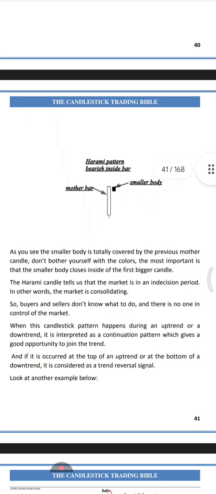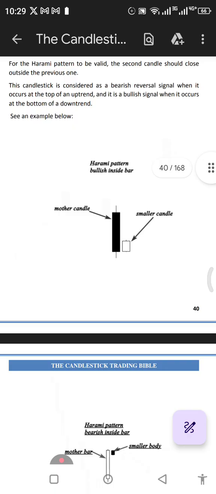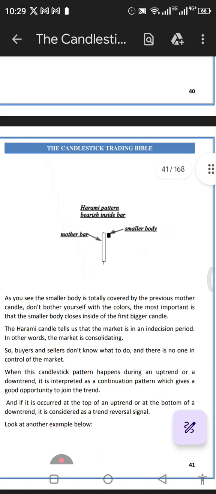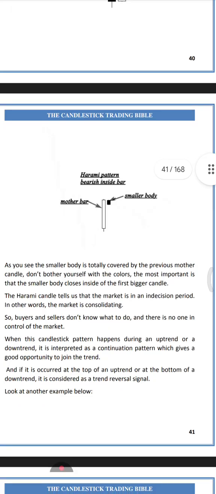So that's it. If you look at it, this is for the bullish harami, and this is for the bearish harami. It's also called the bearish inside bar. It happens in the market a lot.